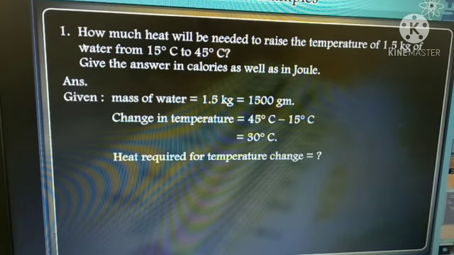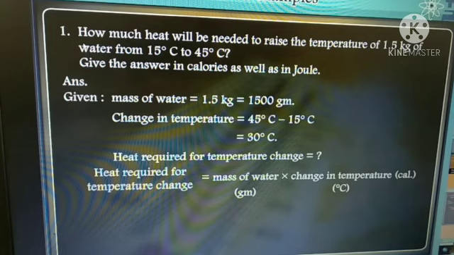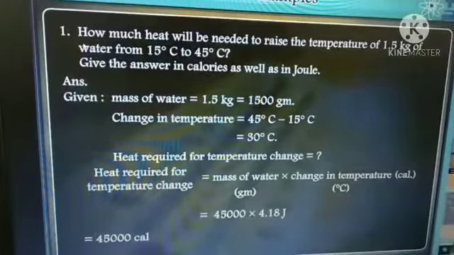Heat required for temperature change equal to mass of water in gram into change in temperature in degree Celsius, in calories, equal to 1500 into 30 calorie, which is equal to 45,000 calories. That is equal to 45,000 into 4.18 joule, equal to 1,88,100 joule.